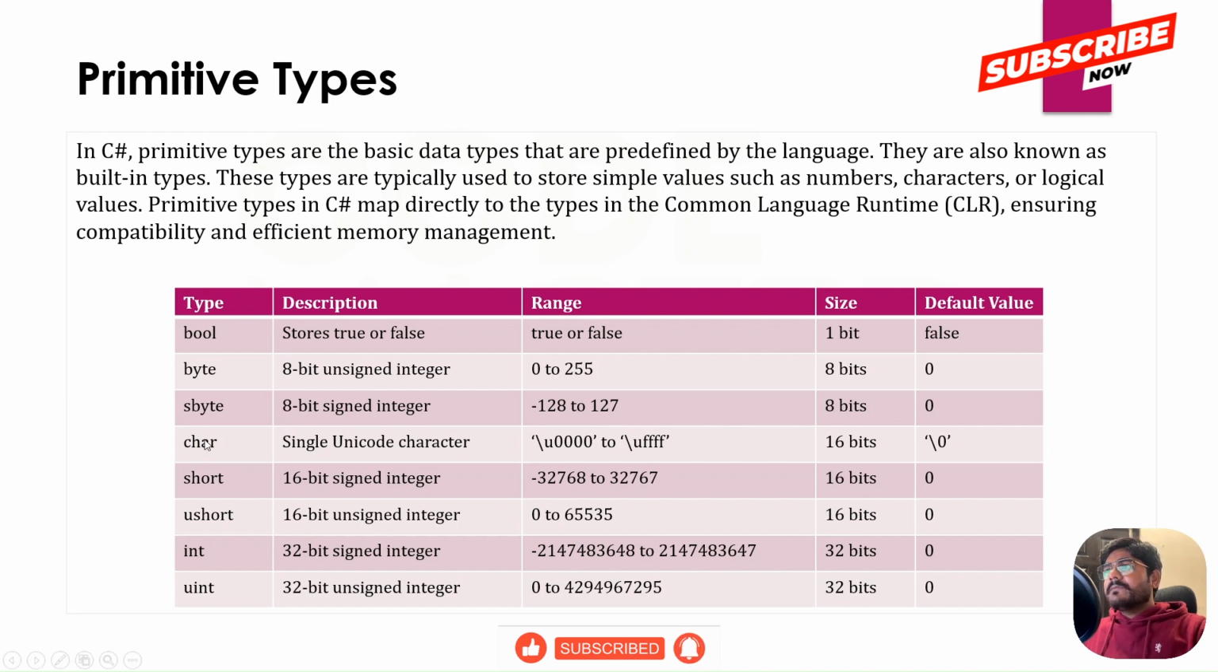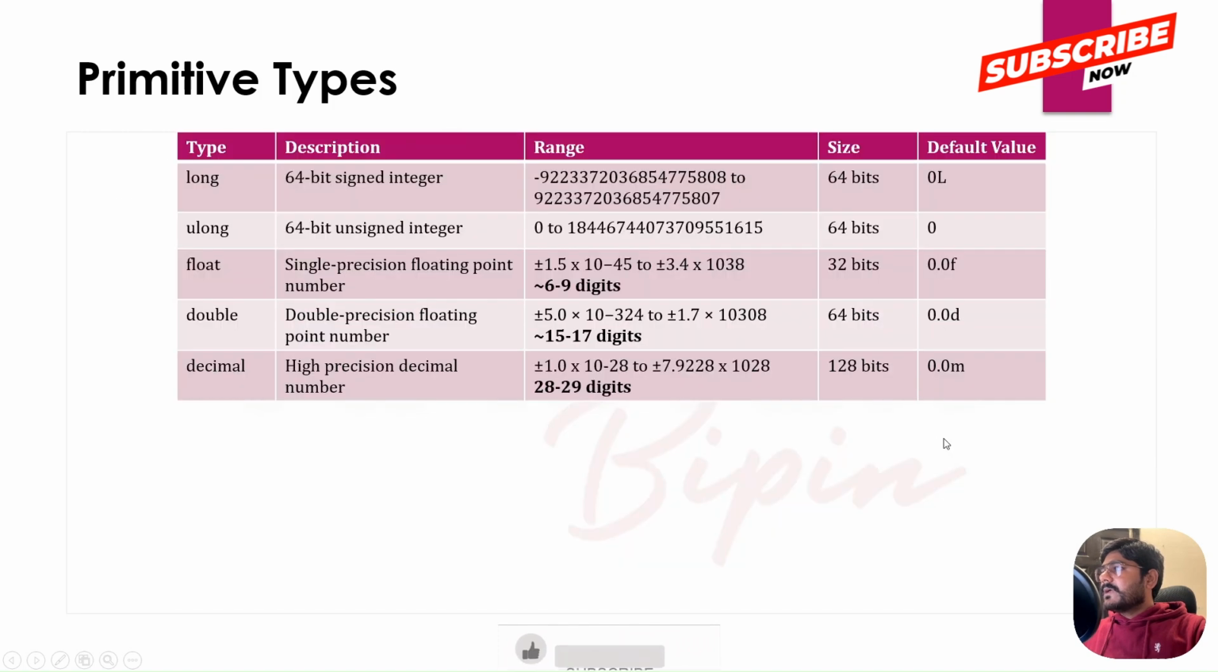After that we have another data type, char. Char is basically a short form of character. If there is a situation where we want to use a single Unicode character, then at that time we can define this char. If we define it, it is going to take 16 bits, and this is the default value of it.